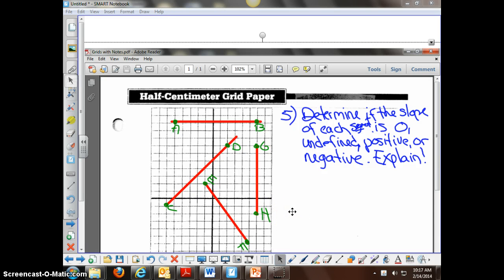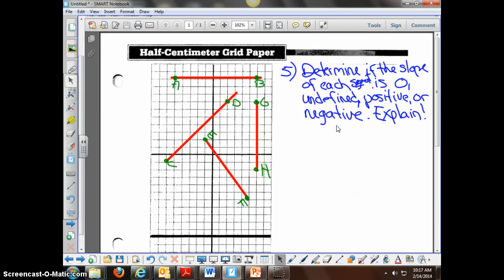We are working on, what are we working on? Coordinate geometry. Today, like I said, is the 14th. We are determining if the slope of each of these segments that you have on your graph paper is a zero slope, an undefined slope, a positive or a negative slope. And then you also need to explain why they are what they are in our little work that we have going on here. So, video's rolling.